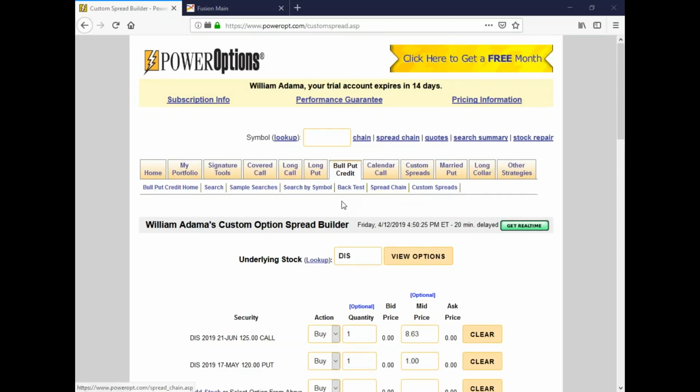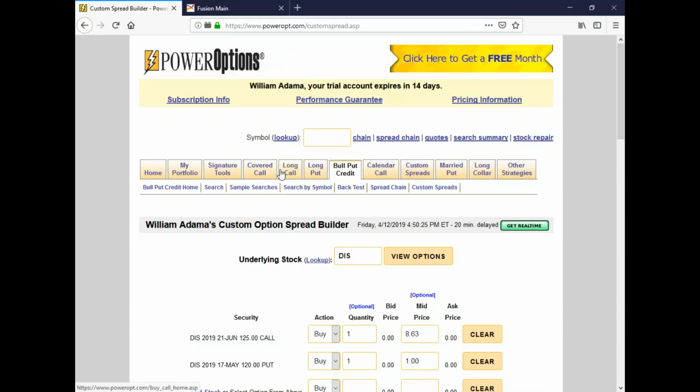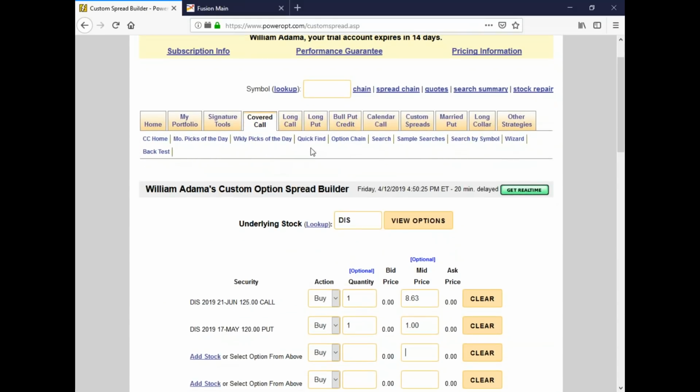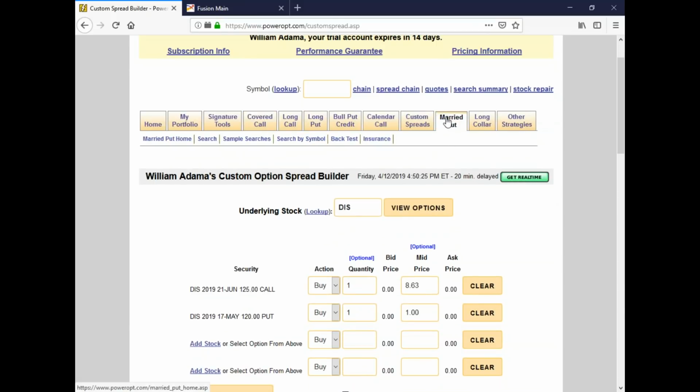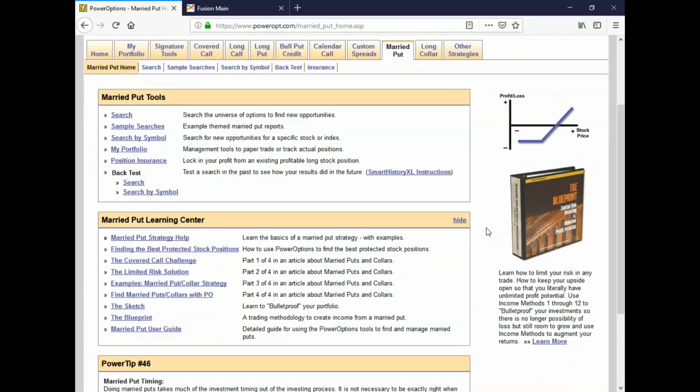Well, Jack, if you haven't done so, I'm going to encourage you to check out the information at radioactivetrading.com. It's another site that we run, but we're going to review why. The best protection is a married put. The best structure of the married put is following the radioactive trading techniques we discuss in the blueprint. So yes, a married put is simple.